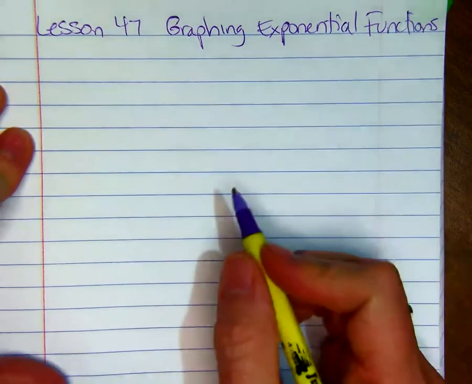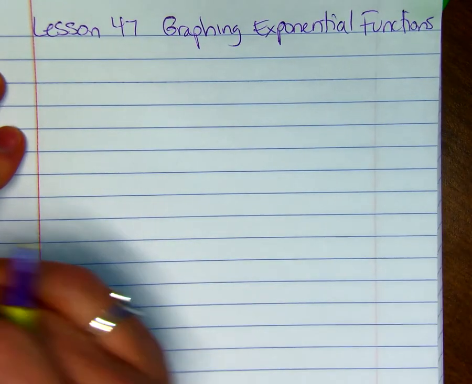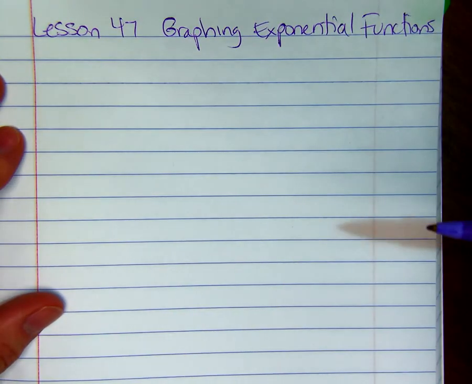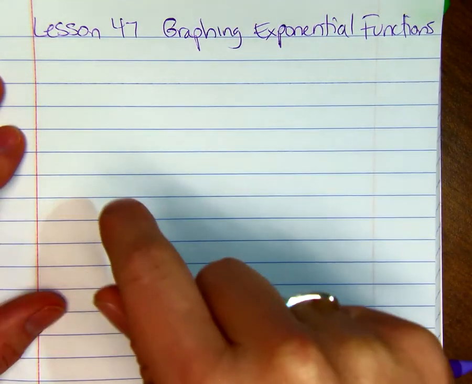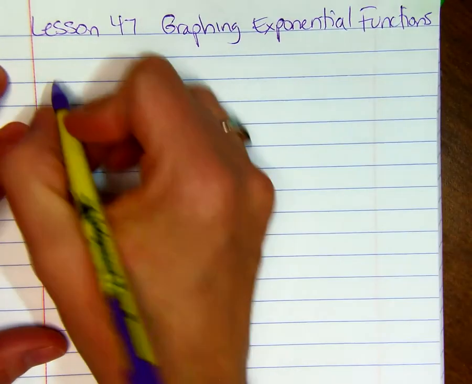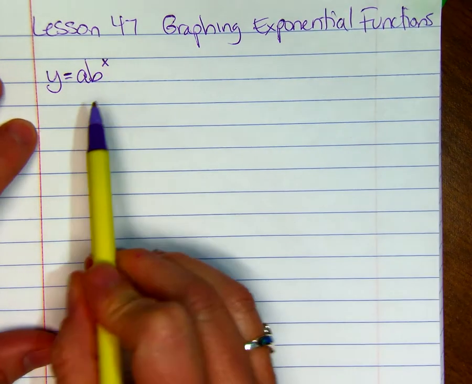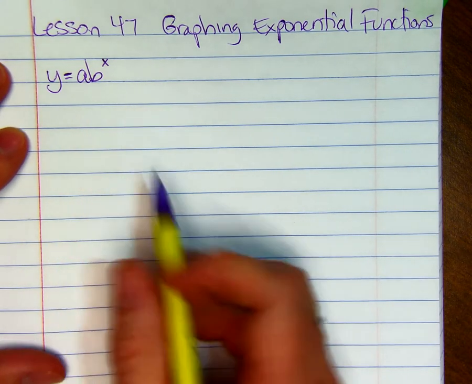So an exponential function just means that the exponent will be x. You know when you do a line, it's y equals mx. Well, in exponential, the x is not a factor, it's an exponent. So this is a generic form of an exponential function: y equals a b to the x.